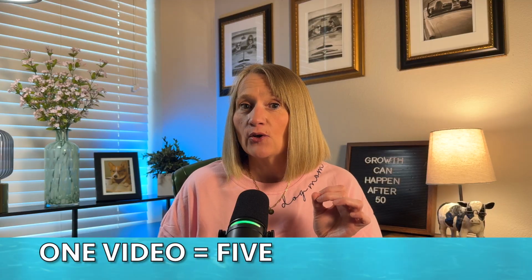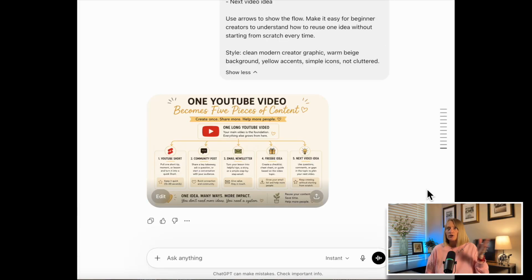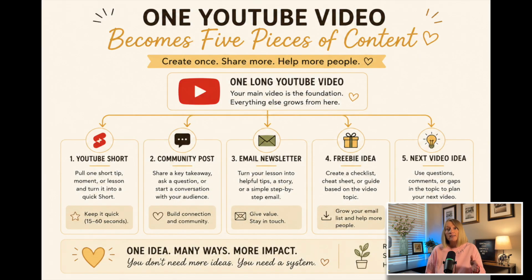Next is a 1 video becomes 5 map. Now, this is where content creation starts to feel less exhausting because when you're new, you think every piece of content has to be a brand new idea, a long video, a short, a community post, an email, a caption, a thumbnail. It's too much. So I asked ChatGPT to create a simple map showing how one YouTube video can become 5 pieces of content. One long video can turn into a short, a community post, a freebie idea, and maybe another video. That is so helpful because it makes you realize your ideas can work harder for you. This is a great visual for creators.